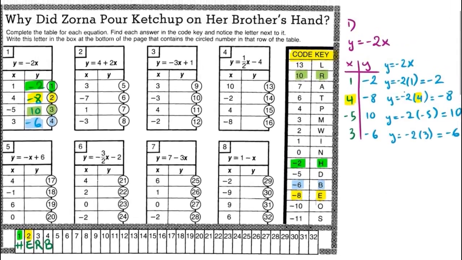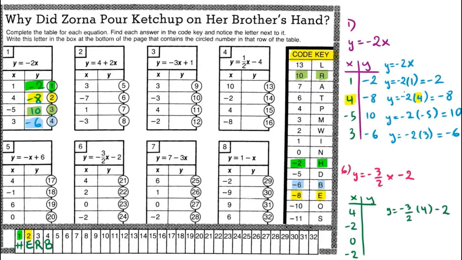Okay, one more example before we end this video. Problem 6: y equals negative 3 over 2 x minus 2. Same thing, x and y value table. The points they give you are 4, negative 2, 0, and negative 2. So that would be y equals negative 3 over 2, x is 4, minus 2.